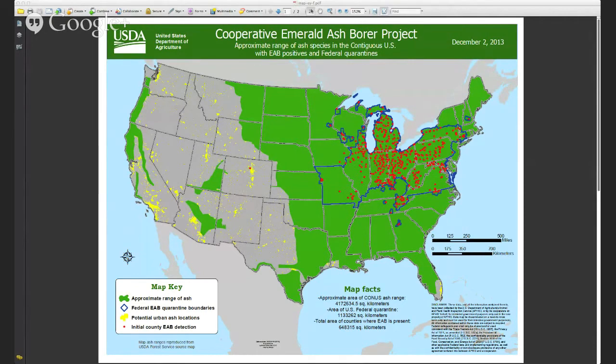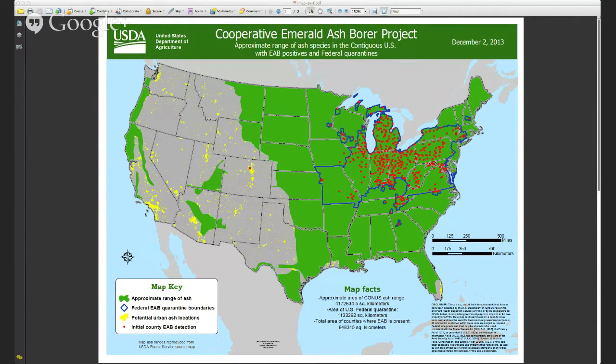So Kathy talked previously about how the emerald ash borer got into the United States, but looking at this map, you can see more closely that the red dots are where an emerald ash borer has been spotted. And the green area on the map is the approximate range of ash trees, which are the hosts for the emerald ash borer. You can see that the emerald ash borer is spread all over the northeastern states right now.